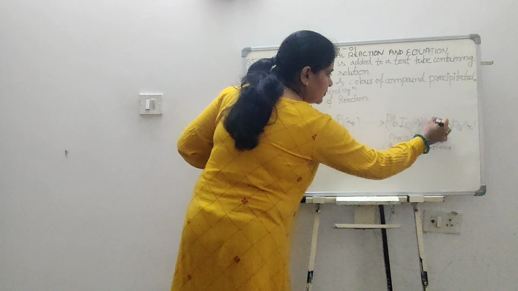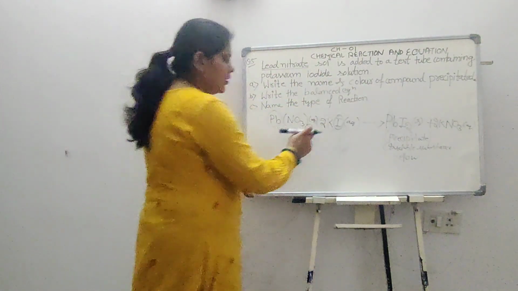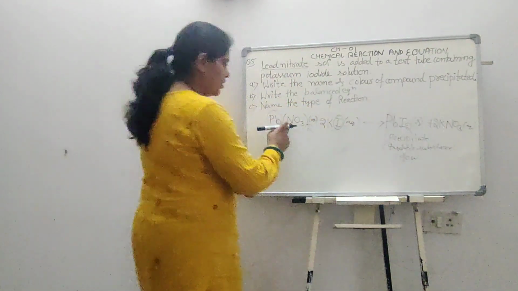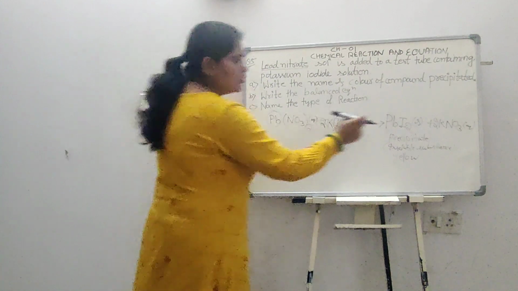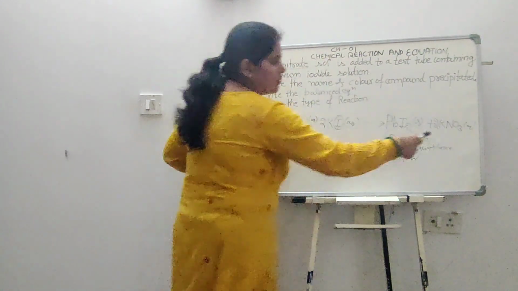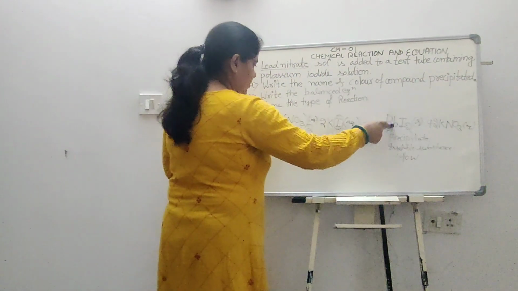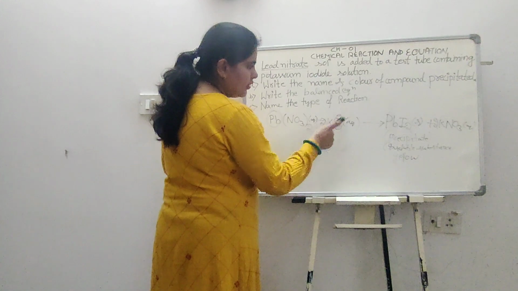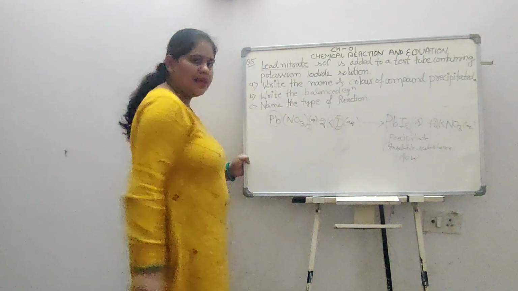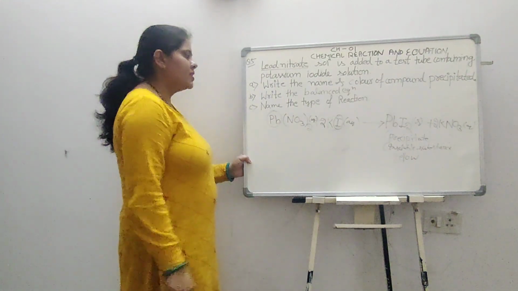So 2 KNO3: 2 potassium, and 2 nitrogen are there. So 2 nitrogen is also there on the other side. Number of oxygen atoms, 3 twos are 6. Here also 3 twos are 6. Lead is 1, lead is 1. Iodine atoms 2 and 2. So this is the balanced chemical equation for this reaction.